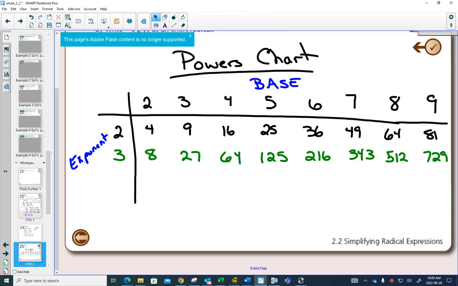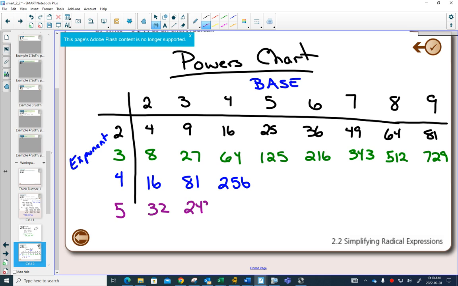Then when we get to powers of 4, I won't be filling in all the chart because you only need to know certain ones, mental math. For powers of 4, usually you'll need to know 16, 3 to the 4 is 81, and 4 to the 4 is 256. You won't have to know 5 to the 4, 3,125, without your calculator. And then once we get to powers of 5, 32, 3 to the 5, 243, and that's about it.